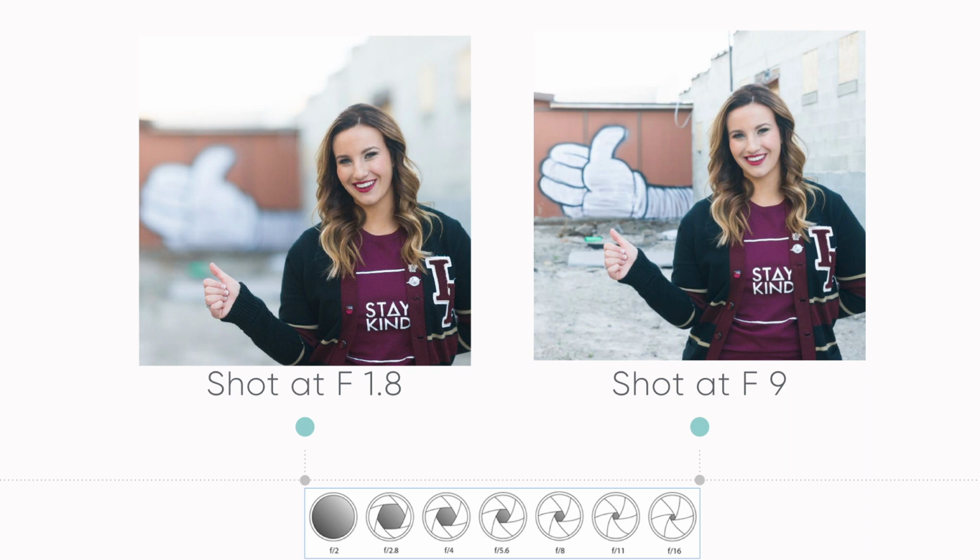That picture on the left is shot at 1.8, so it's really open wide, and the picture shot on the right is f9. So I closed it down, letting in less light, and the secret power means that the background is now in focus as well.